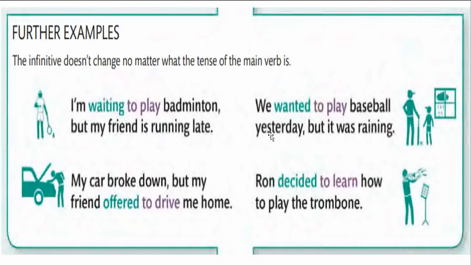We wanted to play baseball yesterday, but it was raining. Wanted is the main verb, and to play is describing what that person wanted. The car broke down, but my friend offered to drive me home. Offered what? To drive the person home. So to drive is describing the offer. Ron decided to learn how to play the trombone. Over here decided is the main verb, and to learn is describing what he had decided.